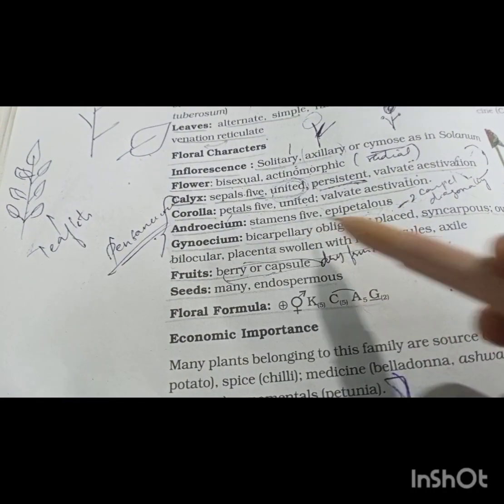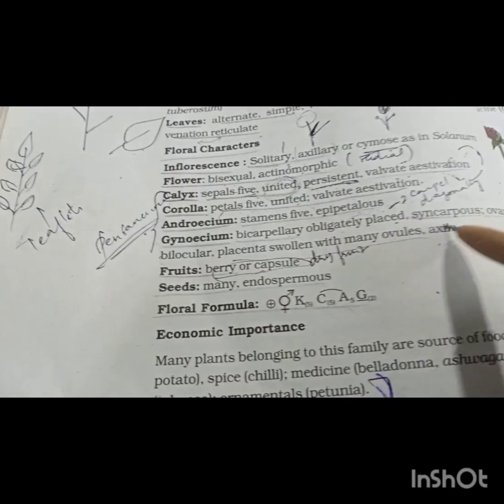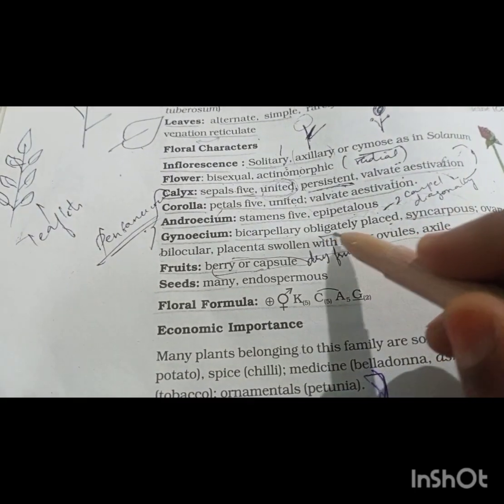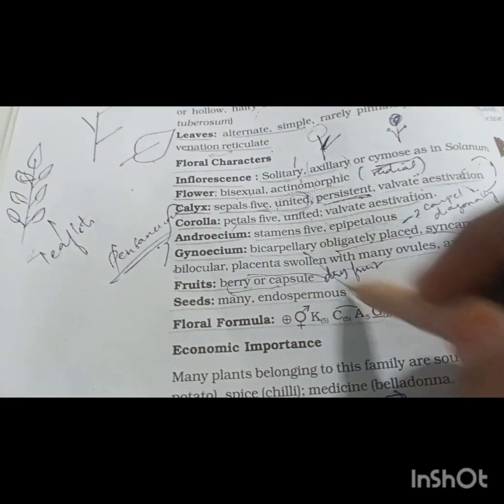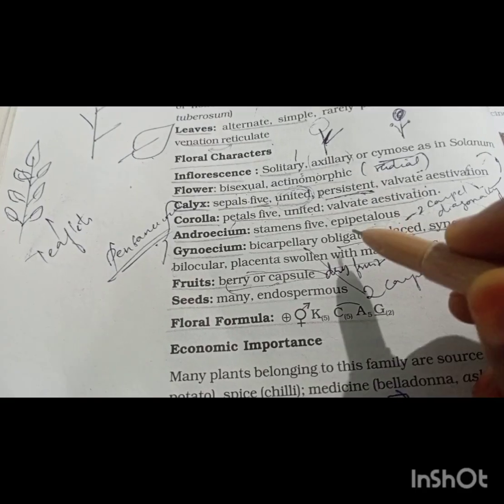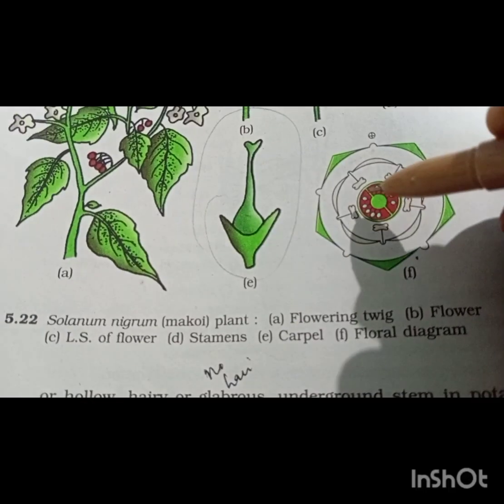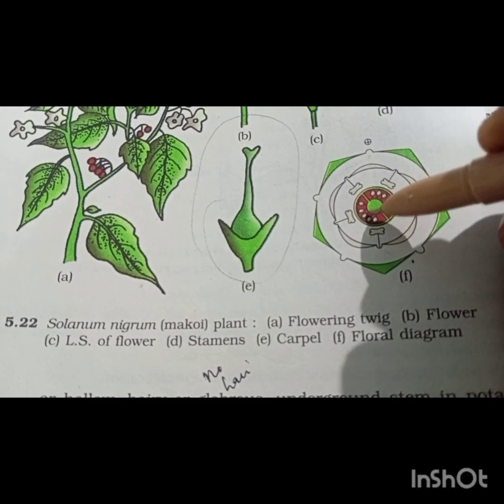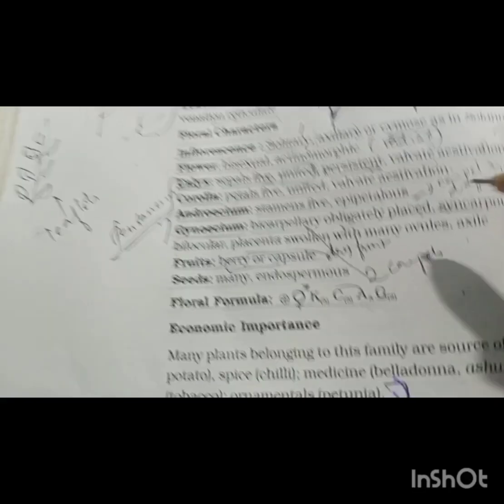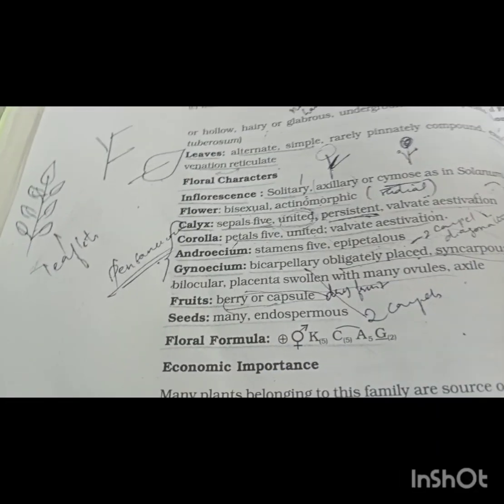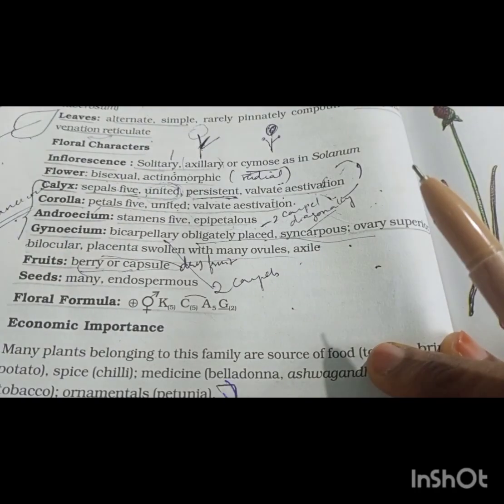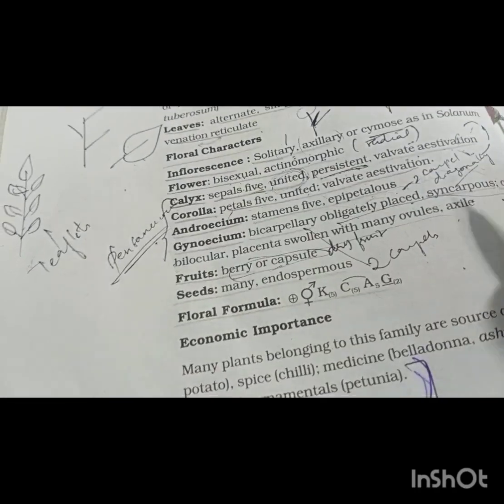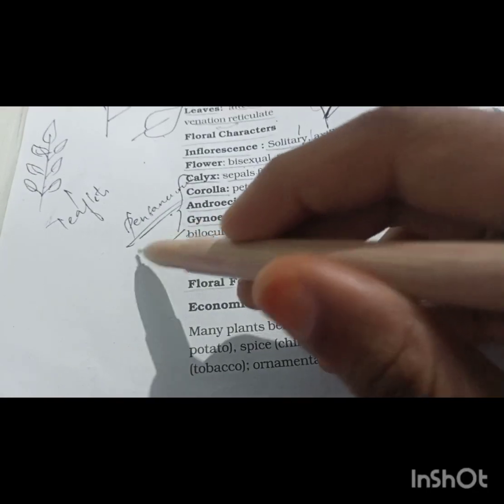So the gynoecium is bicarpellary, obliquely placed, syncarpous ovary. Actually, this obliquely placed syncarpous ovary is a characteristic feature of the family Solanaceae. Bicarpellary, bi means 2, so there are 2 carpels. And what is this obliquely placed? It means it is placed in a unique manner, that is, it is diagonally placed. And syncarpous, the carpels are fused together, and the ovary is superior, and it has two locules.